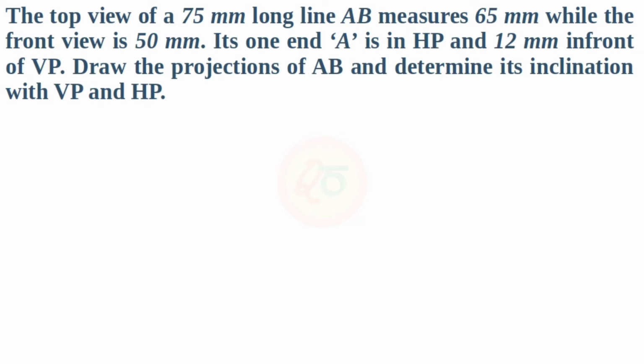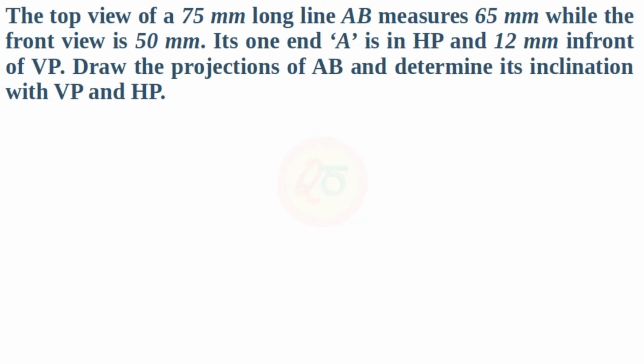The question states: the top view of a 75 mm long line AB measures 65 mm while the front view is 50 mm. Its one end A is in HP and 12 mm in front of VP. Draw the projections of AB and determine its inclination with VP and HP.